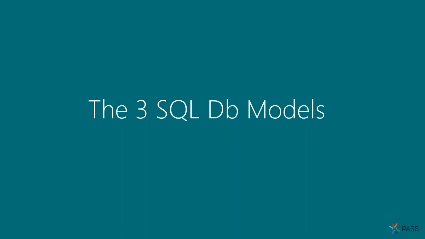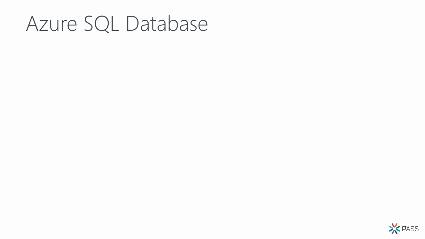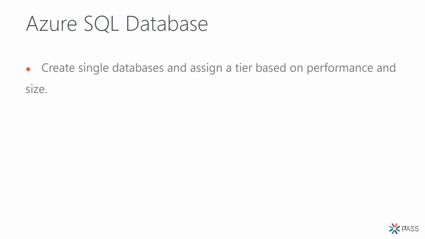So let's talk about the 3 SQL database models. These are the models for SQL databases. They are not really for data warehousing, okay? The first model, like I said, is the individual model of Azure SQL Database. In this model, you just create single databases and then assign a tier based on the performance and the size that you want, right?